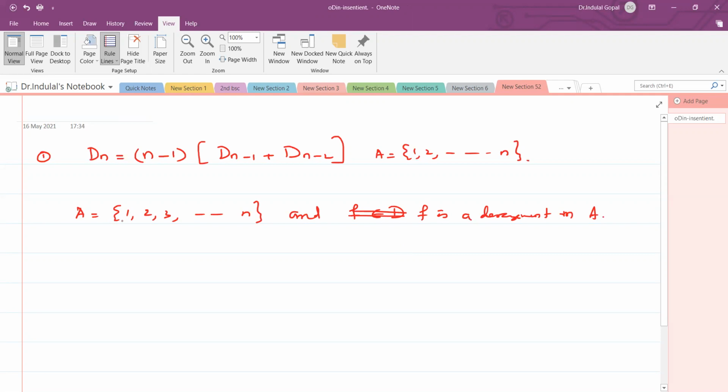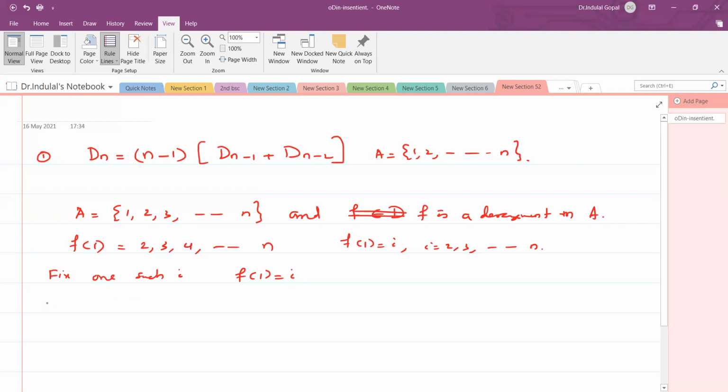Now consider the image of 1 under f. 1 can have these as the images: 2, 3, 4, etc., n. Because f is a derangement, f of 1 cannot be 1. So f of 1 can be any i from 2, 3, 4, etc., n. Now fix one such i, so that f of 1 is equal to i. Now we are going to count the number of derangements corresponding to this fixed i.